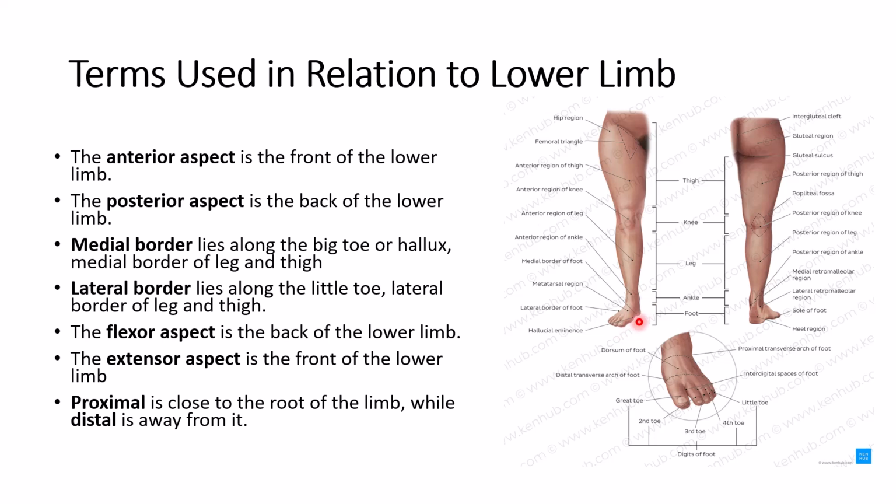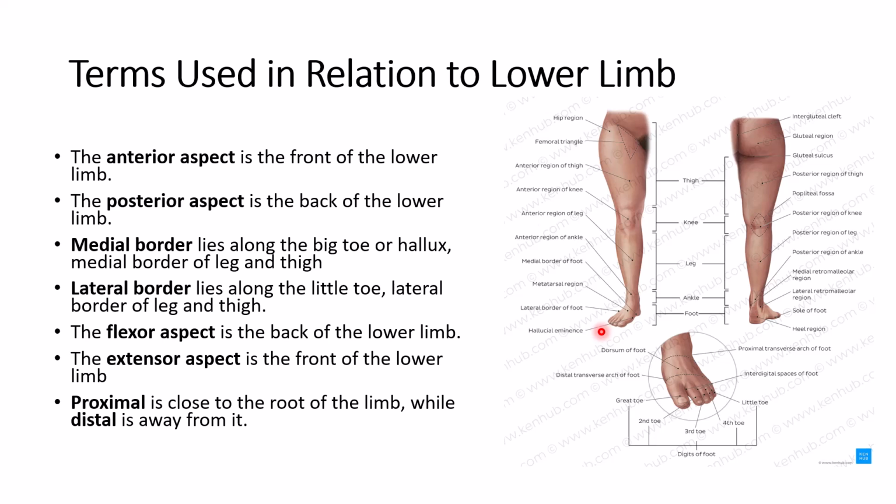So this is the big toe, then the medial border of the leg, and then the medial border of the thigh. See here, this is the medial border. Then we talk about the lateral border. Can you see here the lateral border on both sides? This one is also the lateral border. Lateral border is along the little toe. See here, this is the little toe. Then there will be the lateral border of the leg, and this is the lateral border of the thigh. So this is the lateral border of the lower limb.